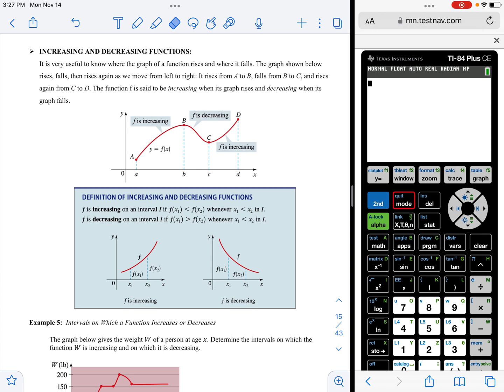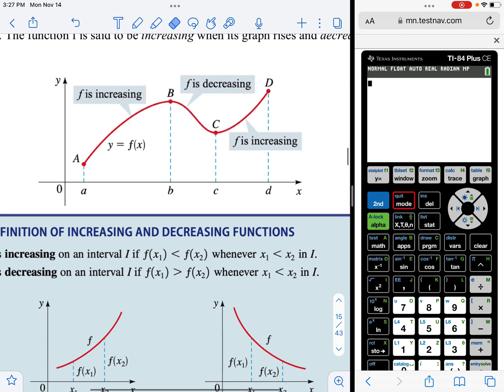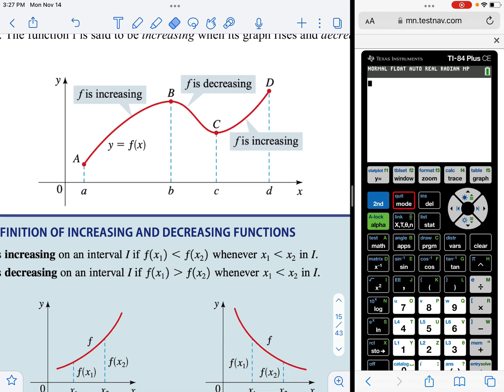As you can see in the first diagram here, it classifies what it looks like to have a function increase versus a function decrease. When you look at a function, you read it from left to right. If a function increases, it's going to go upward from left to right, and if it's decreasing, it will go downward.